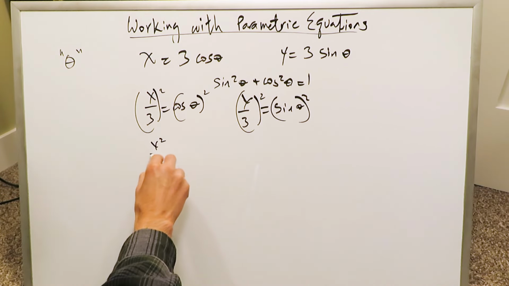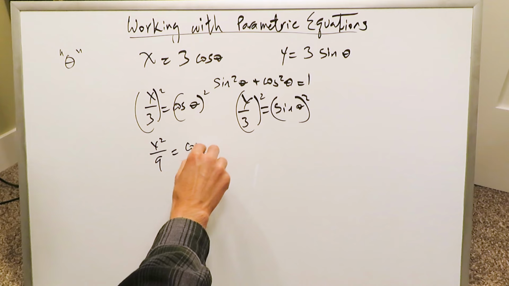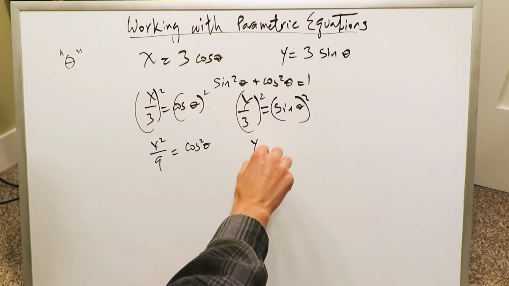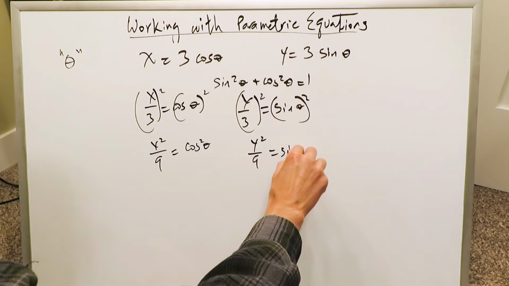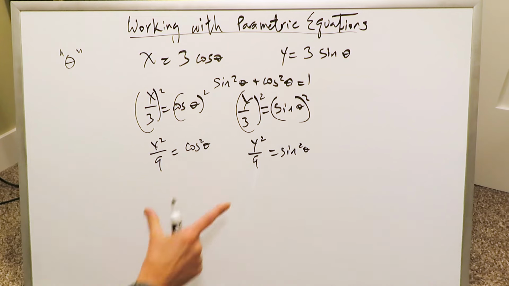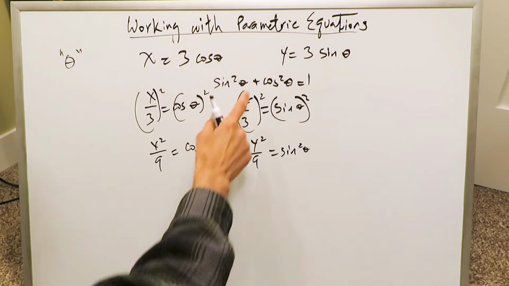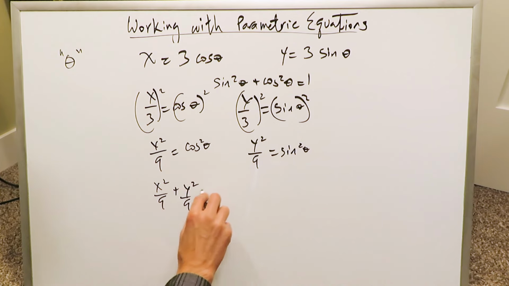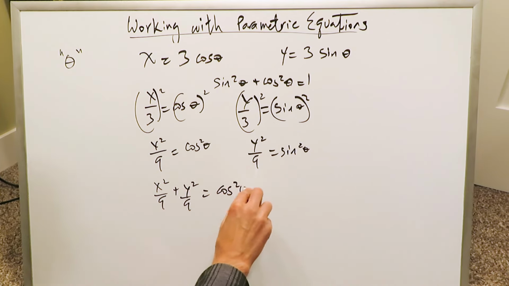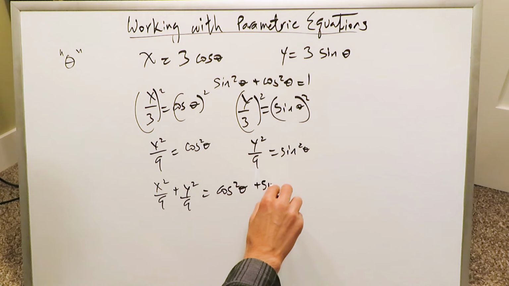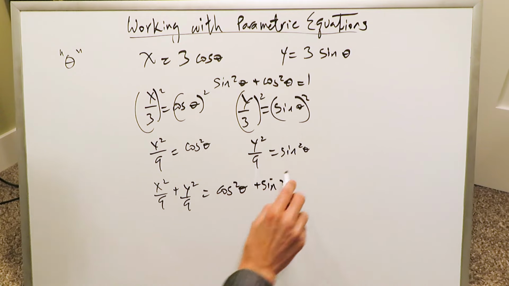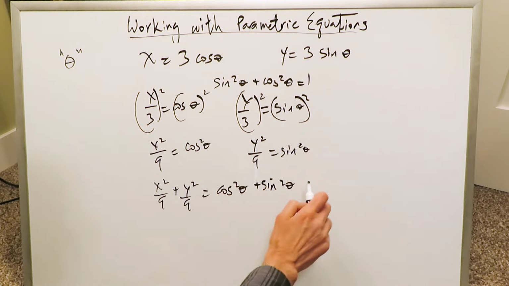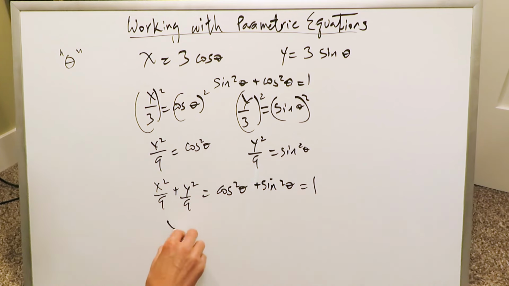You'll have x squared over 9 is equal to cosine squared theta. Then you have y squared over 9 is equal to sine squared theta. Add these components and you'll give rise to that identity. If you did x squared over 9 plus y squared over 9, that would be equivalent to you doing cosine squared theta plus sine squared theta. But cosine squared theta plus sine squared theta is always equal to 1. You're really looking at x squared over 9 plus y squared over 9 is equal to 1.